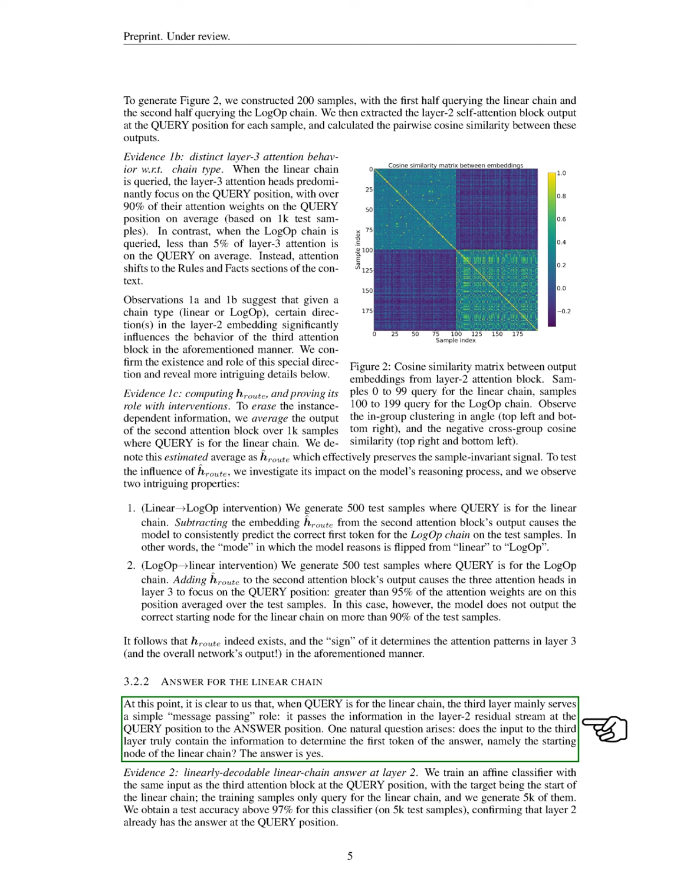The answer is affirmative. For our second piece of evidence, we utilize a linear classifier trained with the same input as the third attention block at the query position, targeting the start of the linear chain. We generate 5,000 training samples specifically for the linear chain and achieve a test accuracy exceeding 97% on these samples, confirming that layer 2 already contains the answer at the query position.